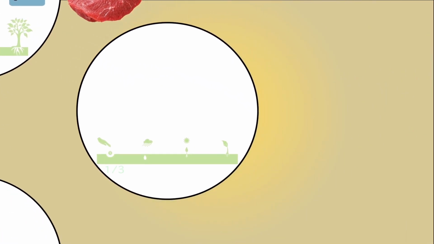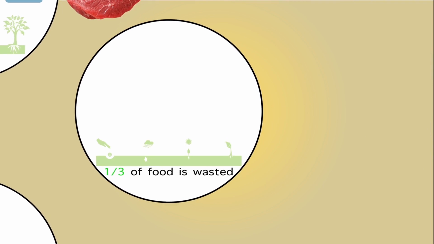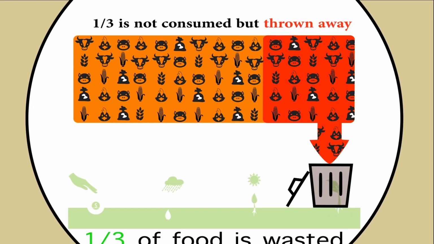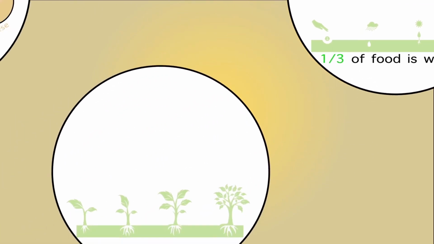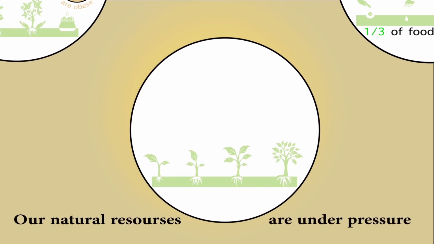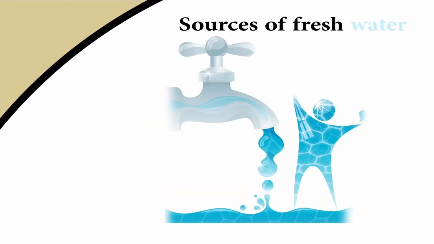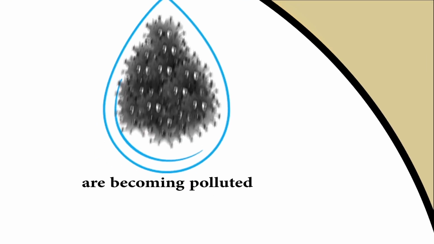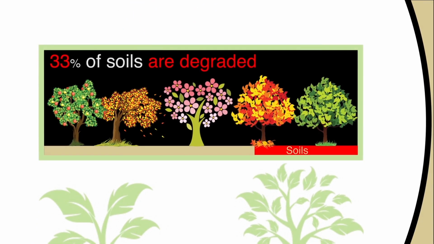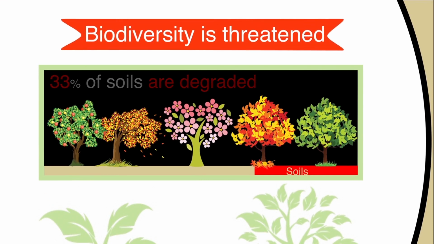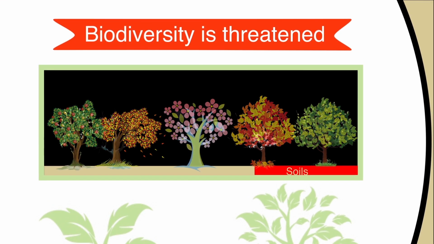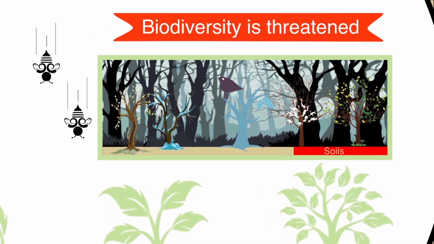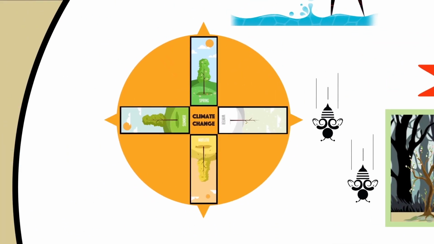Third limitation: 1/3 of food is wasted. Out of all the food we produce, 1/3 is not consumed but thrown away. Fourth limitation: our natural resources are under pressure. Sources of fresh water are running dry, and existing water resources are becoming polluted. 33% of soils are degraded. Our biodiversity is threatened, with tropical forests disappearing and many plants and animals endangered, such as bees. These problems are intensified by climate change.